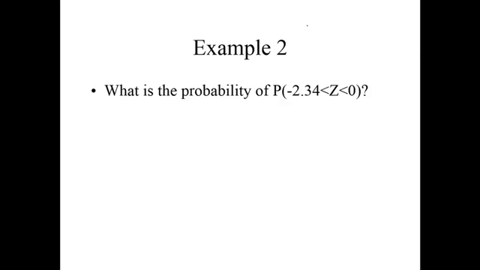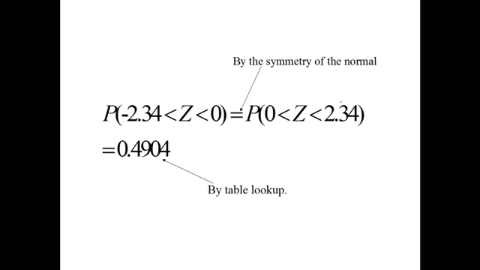Okay, example 2. What is the probability of negative 2.34 less than z less than 0? Well, here we come in and we say, this is not our standard thing. It's backwards, because in our standard table, 0 is the low end. But what do we know? We know that our curve is symmetric, and so we can just flip it over and get the same area. And then just do the same table lookup as we did before.